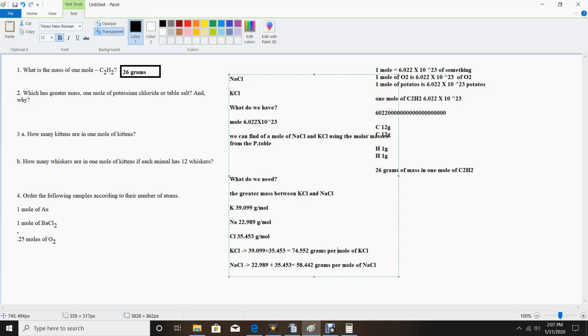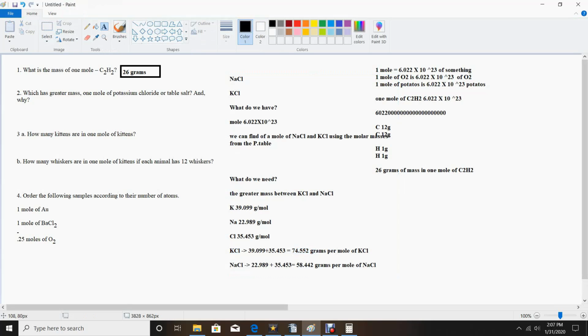So the first part of our answer is, which has the greater mass, 1 mole of potassium chloride or 1 mole of table salt? Well, clearly 1 mole of potassium chloride. So we can put that there. Now let's think about why.